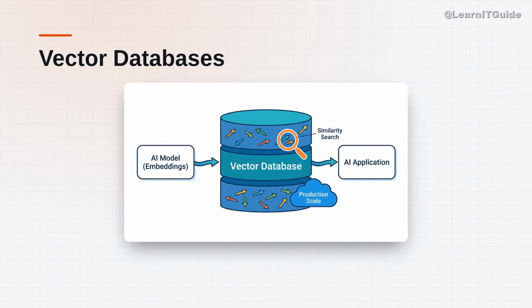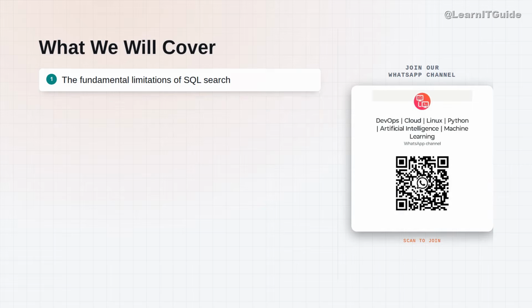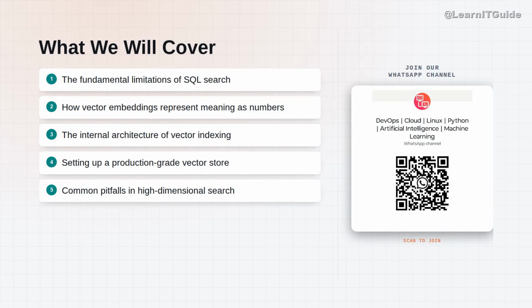We will cover the architecture, the math, and the production implementation. We have a packed agenda. We will start by identifying why relational databases struggle with semantic search. Then we will move into how embeddings work, explore the internal architecture of vector stores, set up a real database, and finally discuss common pitfalls. So do not skip ahead.